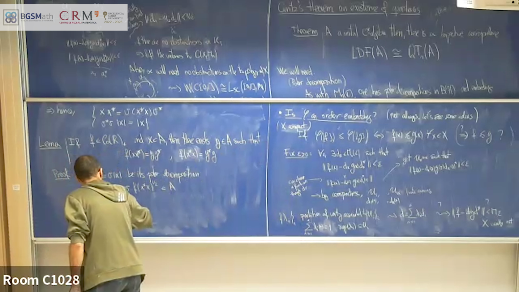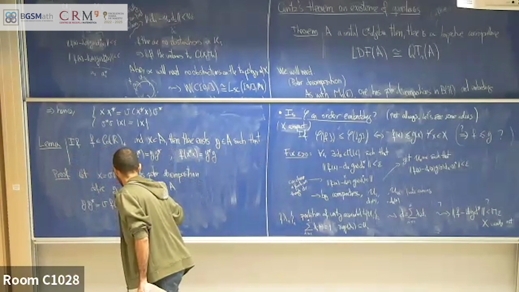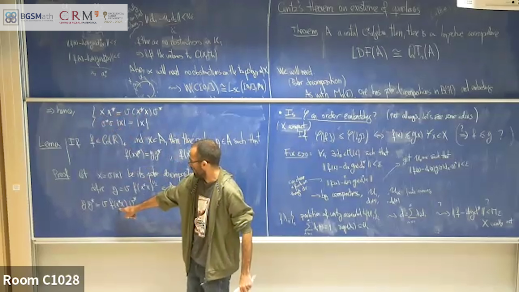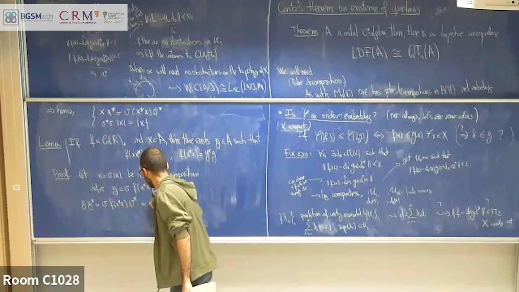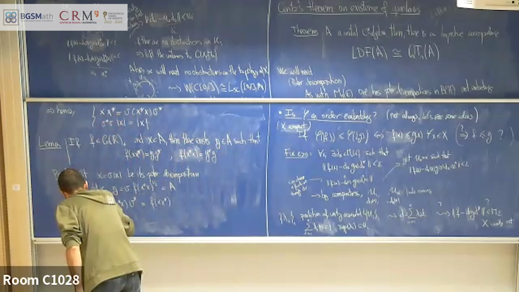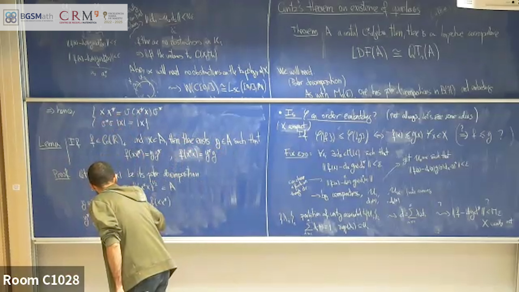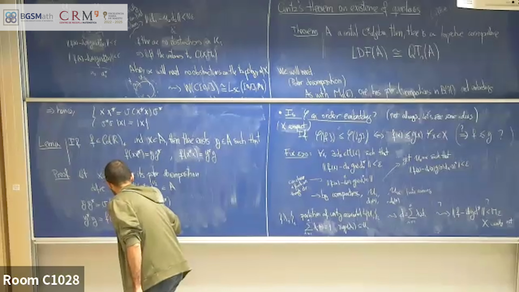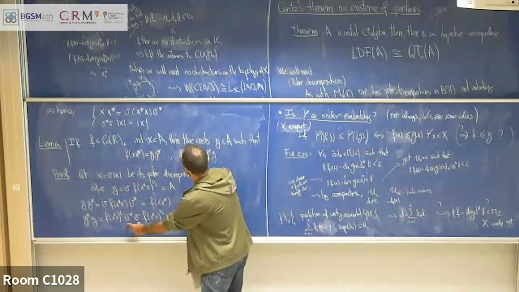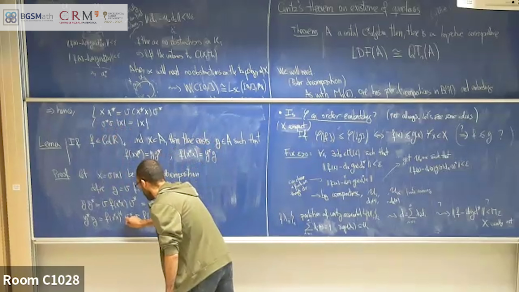By the observation, since V V star is flipping X star X to X X star, and this is a limit of polynomials in X star X, it's f of X X star. And conversely, this is V star times X 1/2 star V 1/2, but V star V is a unit for the norm of X, which is what you have from here and from the left. So this acts as a unit in here.